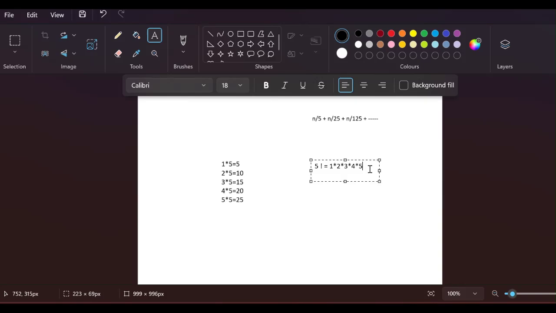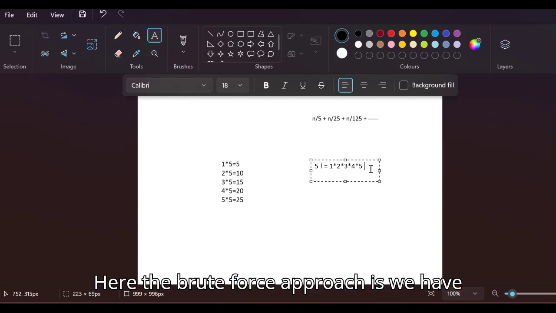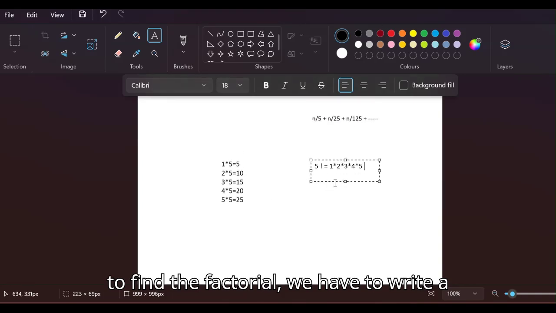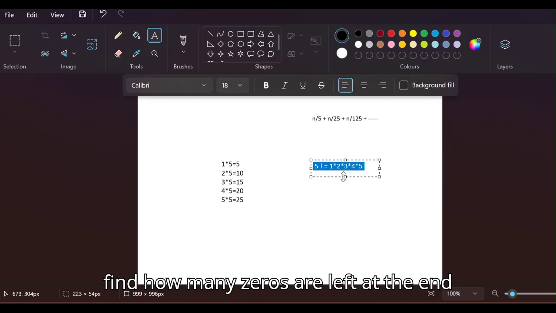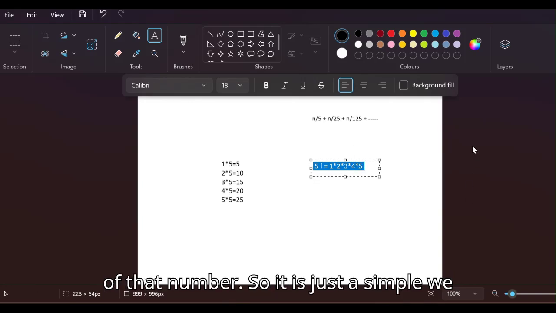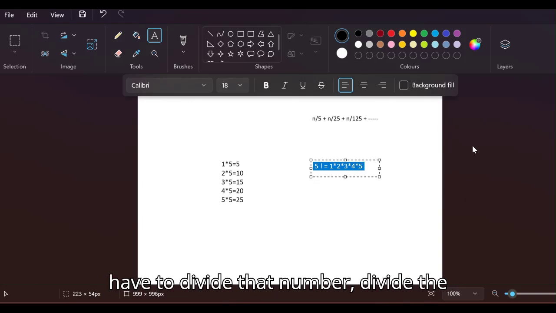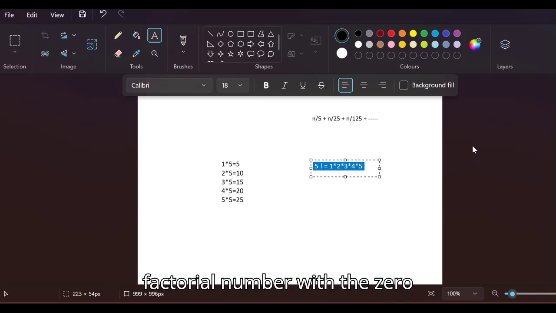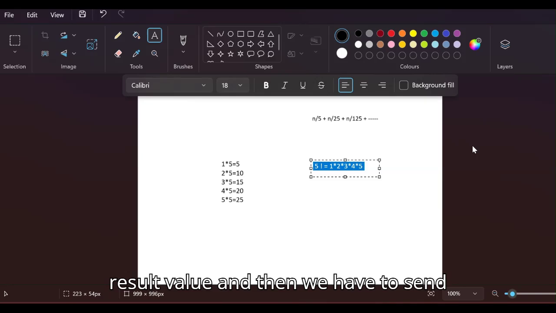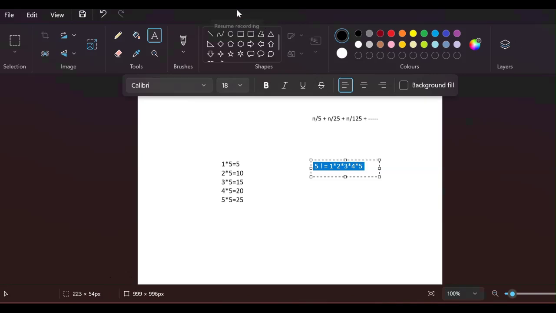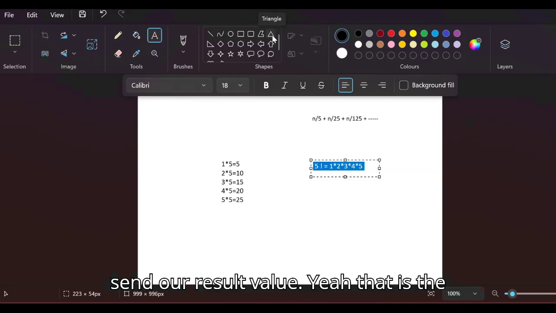Here the brute force approach is to find the factorial. We write code for the factorial, and then we find how many zeros are left at the end of that number. It is simple: we divide the factorial number by 10 until we get a non-zero remainder, increment our result value each time, and then return our result value.